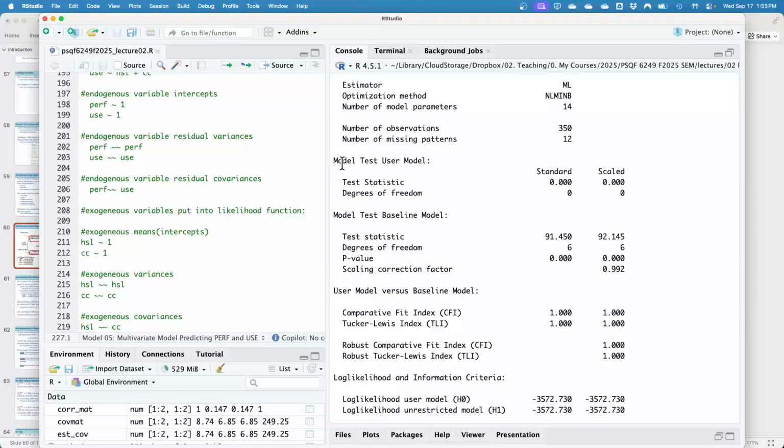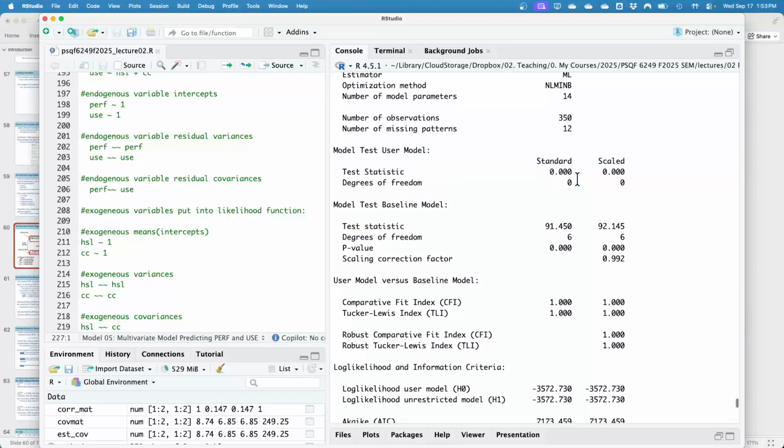All of our model fit should be perfect. Our model test user model just tells us we're saturated. We have no degrees of freedom. Why we have a number in our baseline model is because that's nothing to do with us. That's comparing saturated to independence. And we know there are 6 correlations or covariances, and that's why there are 6 degrees of freedom there.